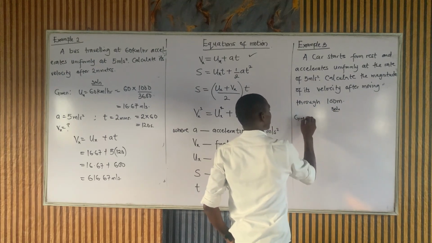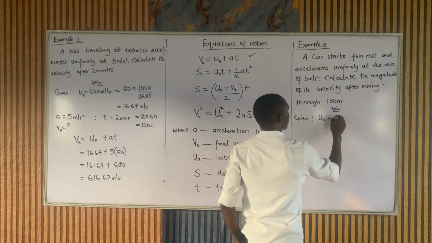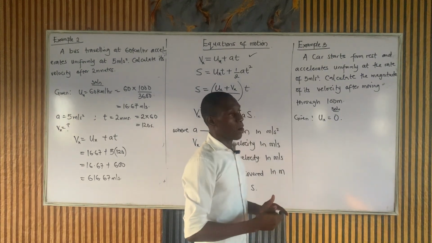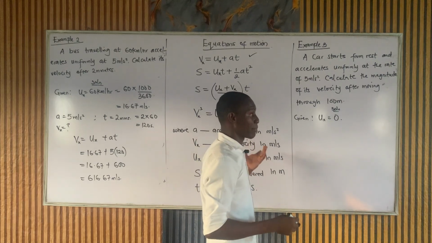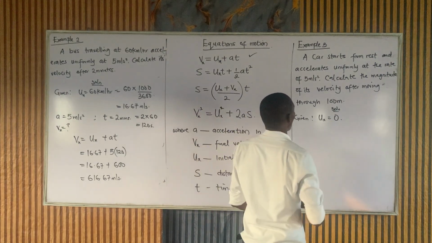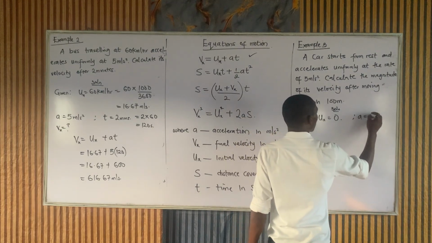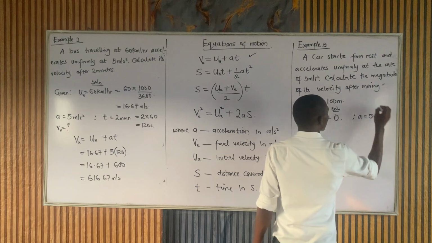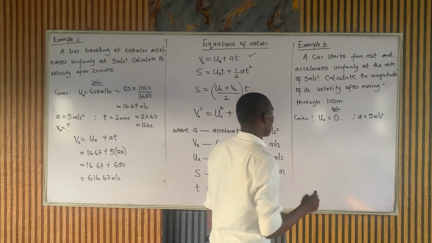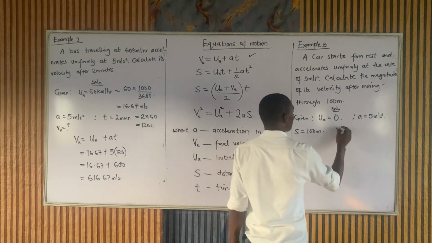Example 3. A car starts from rest. So we are given that the U is 0 since it starts from rest. Understand, I'm using these equations of motion again because cars move in a horizontal manner. Now, it accelerates uniformly at the rate of 5 meters per second squared. Calculate the magnitude of the velocity after moving through 100 meters. That's the distance traveled, 100 meters. We're looking for the V.